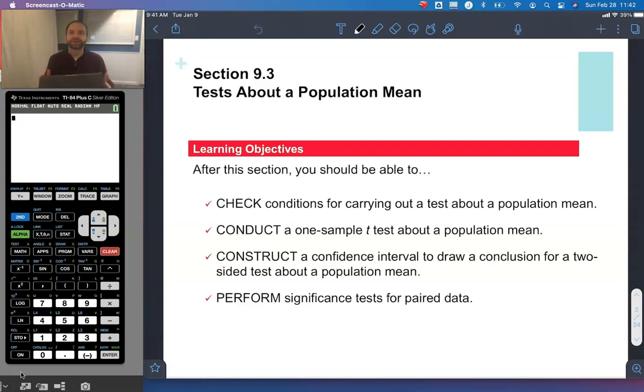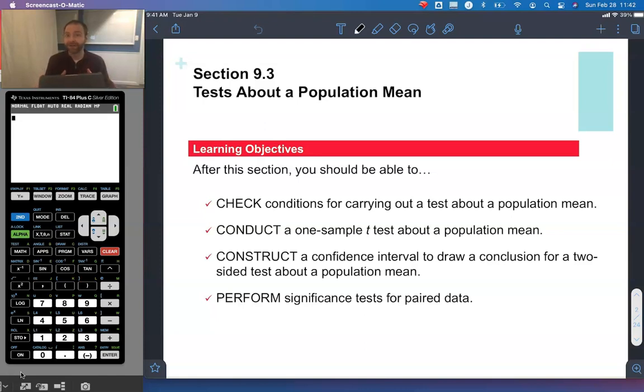Mr. Rainsby here to finish up lesson 9.3, which deals with tests about a population mean. And if you look off to the side, you'll see all the objectives that you've covered. And frankly, you covered all of these really in the last video, which is a lot. Maybe not numerically, but conceptually.